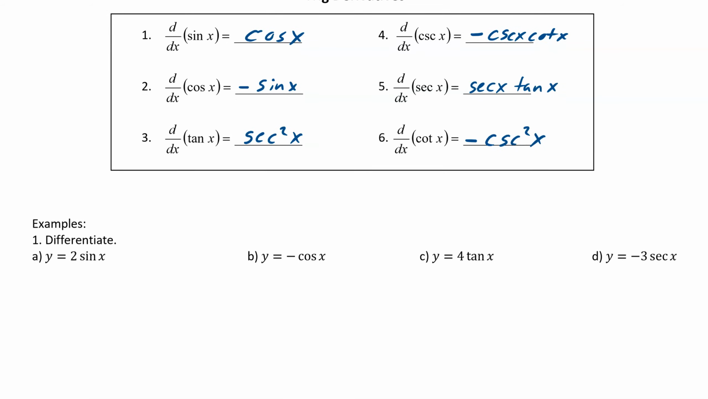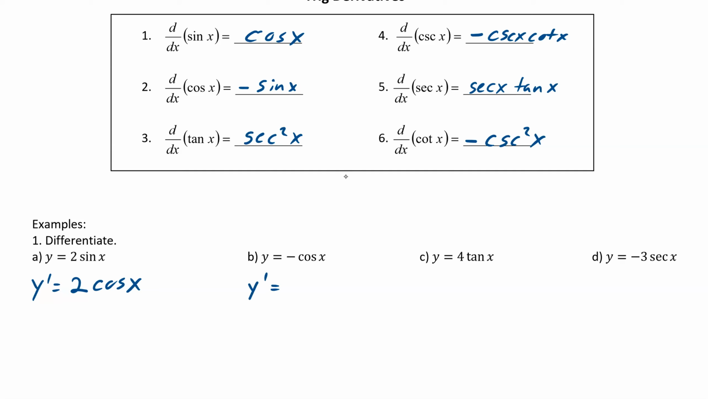So to take the derivative, the same rules still apply. If you have a coefficient, we just bring it down. So now what is the derivative of sine? That would be cosine x. And there you go.